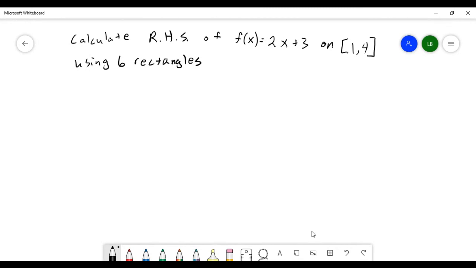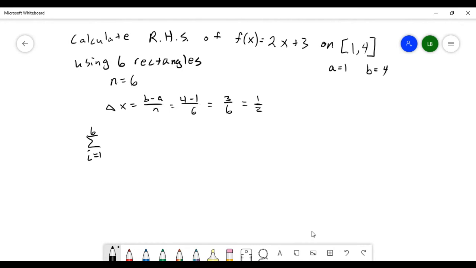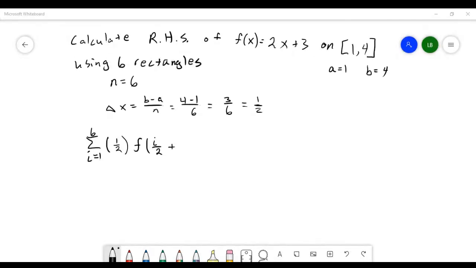So first off, we need to figure out, because we have six rectangles, n is equal to 6, and a is equal to 1, and b is equal to 4. So you can say delta x is b minus a over n, or 4 minus 1 over 6, which is equal to 3 over 6, so 1/2. Of course, we're going to add the sum from i equals 1 to n, which is 6, of delta x, so 1/2 times f of, in this case, it's just delta x times i, or i over 2, plus, oh, you forgot f of x. Yeah, that'll do it.